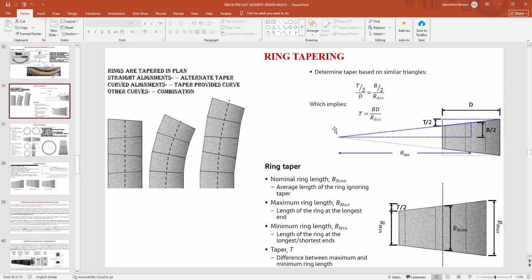But nowadays we are doing a universal segment. So it is a both side taper. Now, what will be the amount of the taper? That is a formula you can use to determine the amount of the taper. So you can see that it is a trapezoidal type of segment. So what is the minimum width of the segment? What is the maximum width of the segment? What is the nominal width of the segment? You can determine.